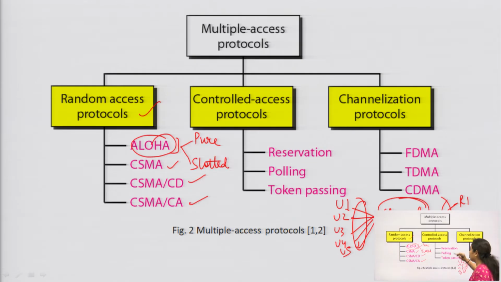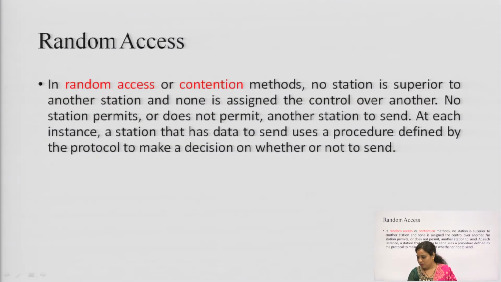Next is the controlled access protocol, which consists of reservation, polling and token passing. Next is the channelization protocol, known as FDMA, TDMA and CDMA, that is frequency division multiple access, time division multiple access and code division multiple access. So, we will first see the random access protocol.